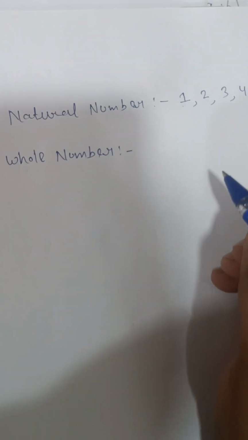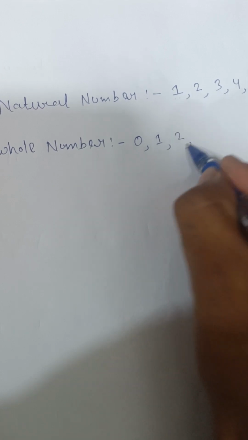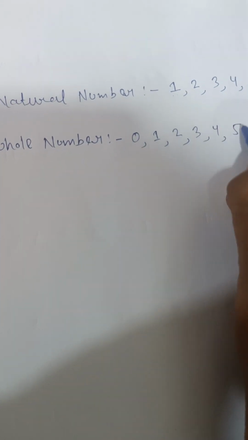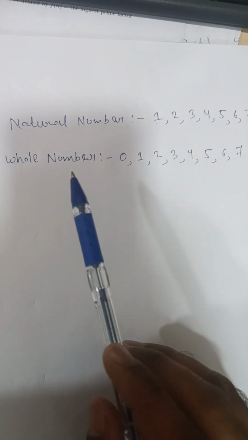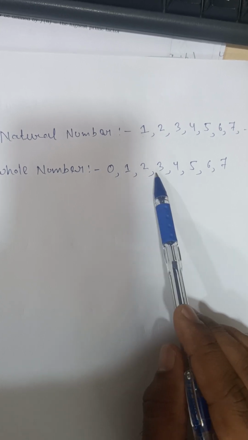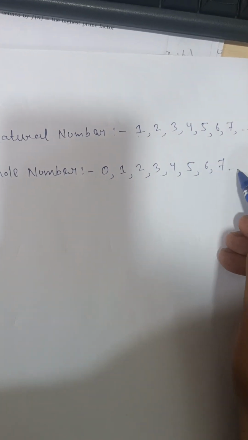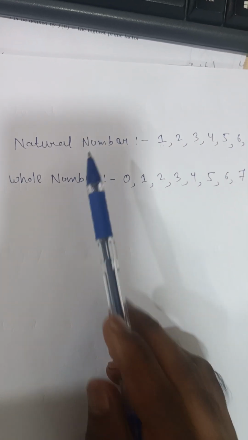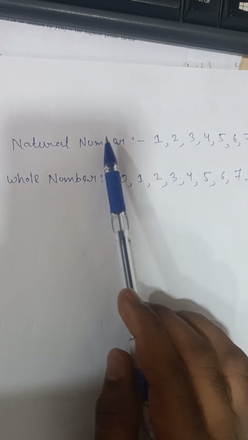A whole number is a number which starts from 0 and then 1, then 2, then 3, then 4, then 5, then 6, then 7, and it continues up to infinity. So what is the difference between whole number and natural number? The whole number contains 0, but the natural number doesn't contain 0.